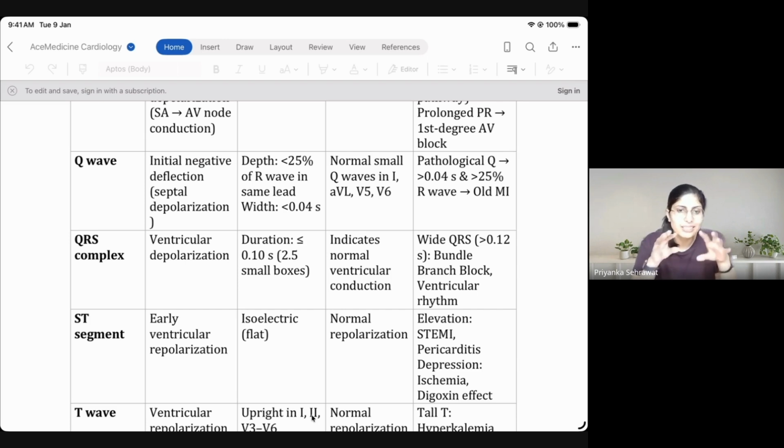Normal duration is less than 2.5 small boxes. It indicates normal ventricular conduction. When do we get wide QRS? Wide QRS हमें कब मिलेगा?